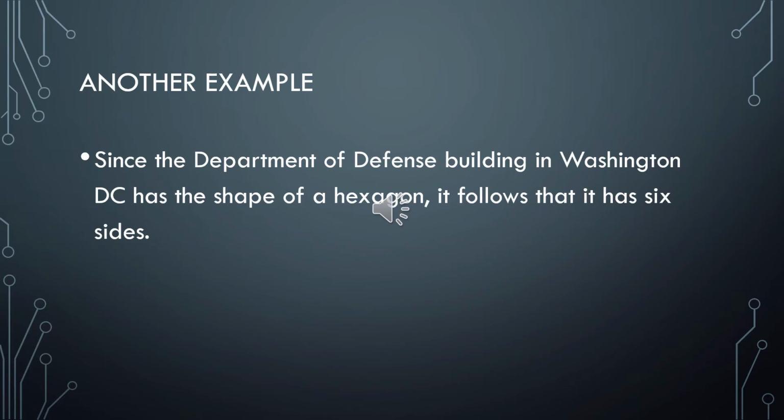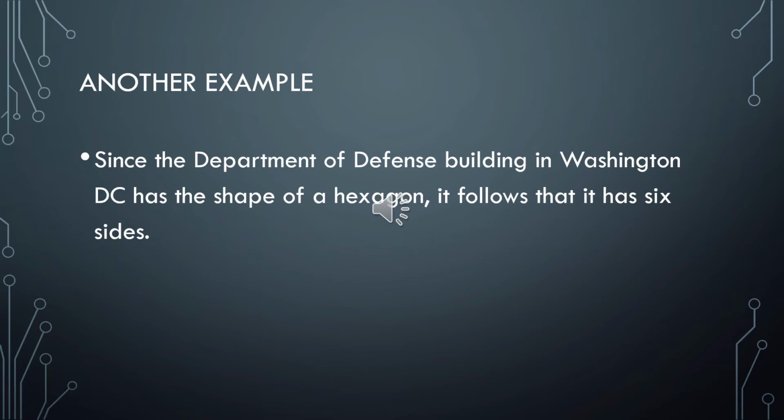Here's another example of how we use the hypothetical method to determine whether an argument is valid or not. Since the Department of Defense building in Washington, D.C. has the shape of a hexagon, it follows that it has 6 sides. Here we have an argument that is analogous to the previous argument I talked about, Moby Dick being a science fiction novel. It is an argument where all the statements are false.